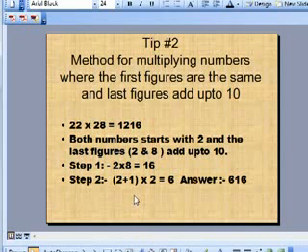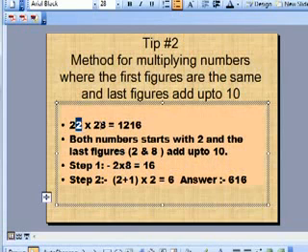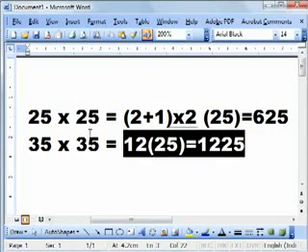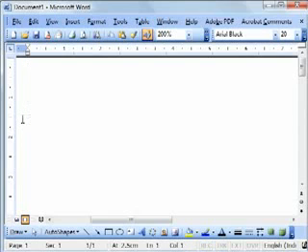Tip number 2. Method for multiplying numbers where the first figures are the same and the last figures add up to 10. Here I have taken an example, 22 multiplied by 28. Both numbers start with 2, and the last figures, 2 and 8, add up to 10. This works the same way as we did for the numbers that end with 5. So, 22 multiplied by 28.